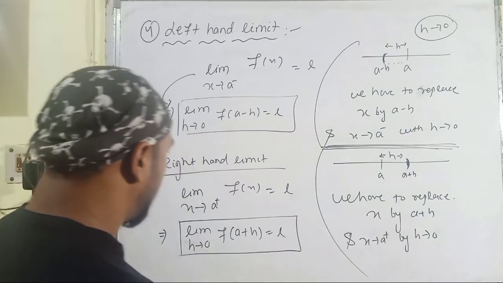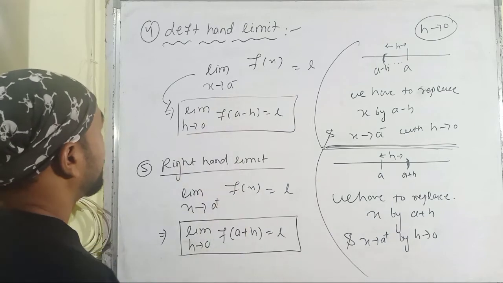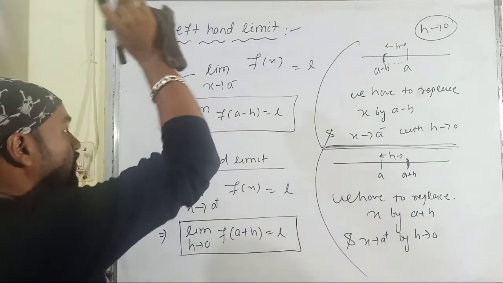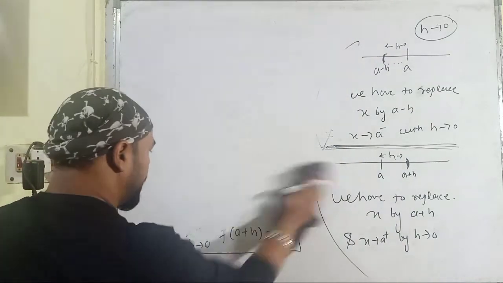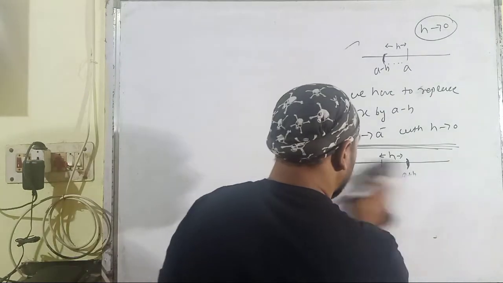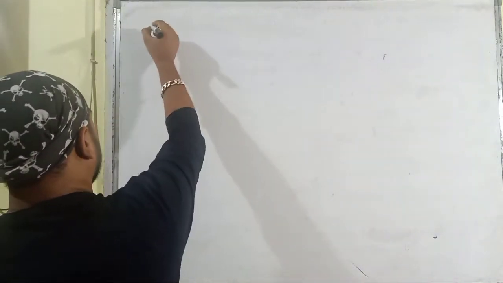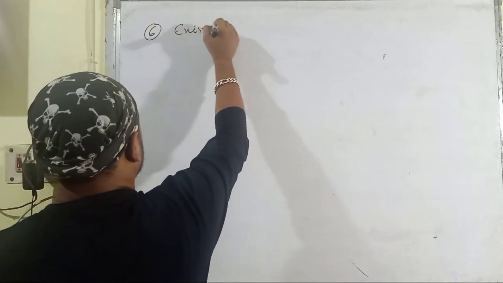Then we have to define the topic of existence of a limit. What do we mean by existence of a limit? Existence of a limit totally depends on the left hand limit as well as the right hand limit. So here it is the sixth basic concept, existence of a limit.